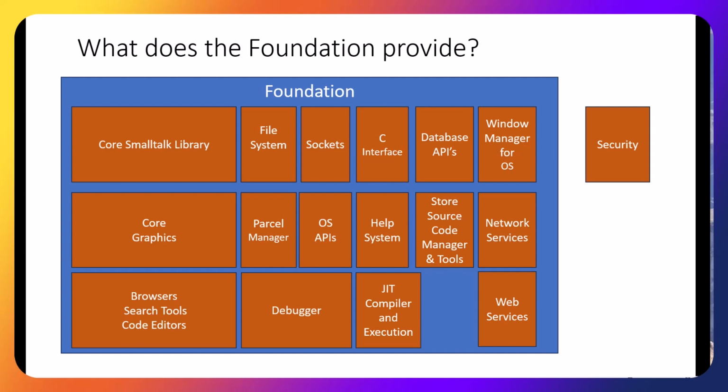So what other things do we have? Well, any platform needs to communicate outside of itself, so it needs to be able to read and write files. So we have a file system. We can communicate on sockets for a number of reasons. We can communicate outside via a C interface. We can communicate with a large number of relational databases with our database APIs. We have a window manager, so we can work cross-platform on different operating systems.